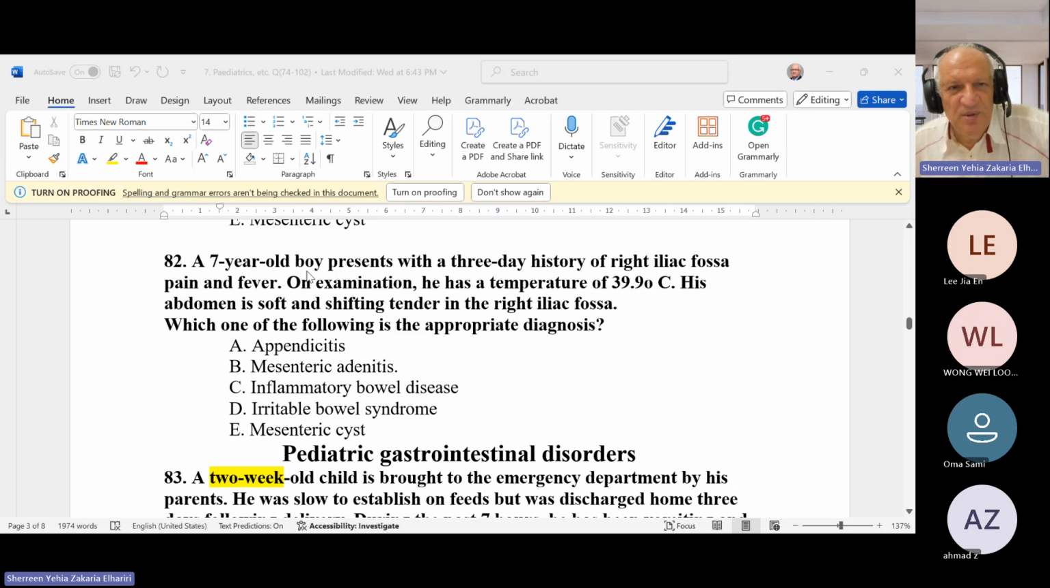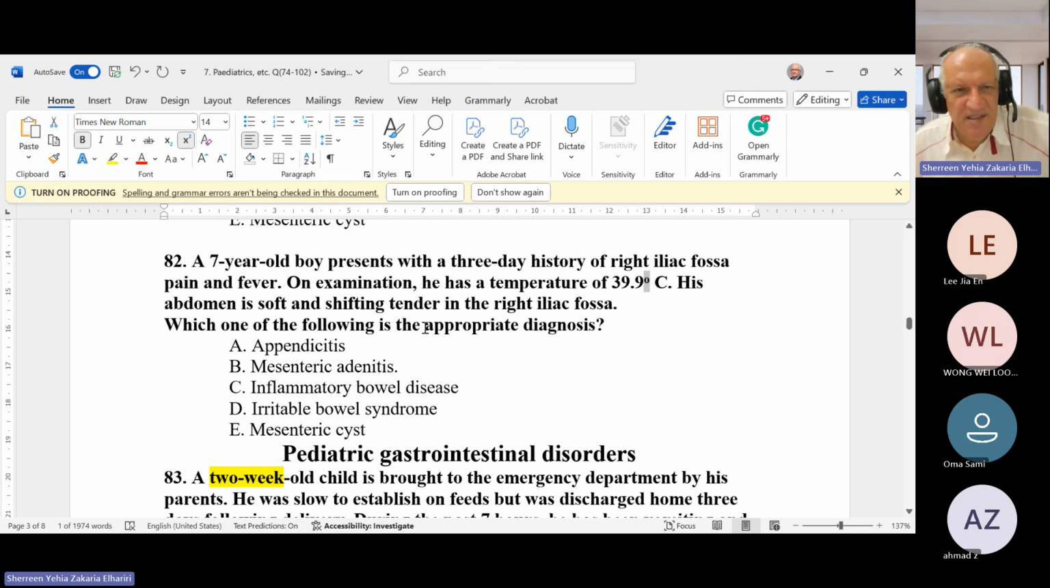Next question: a 7-year-old boy presented with a 3-day history of right iliac fossa pain and fever. On examination, temperature 39.9 degrees centigrade. His abdomen is soft and shifting tender in the right iliac fossa. What is the appropriate diagnosis? This is very important because we have a rare sign, which we call shifting tenderness.